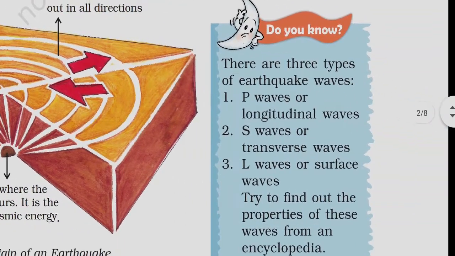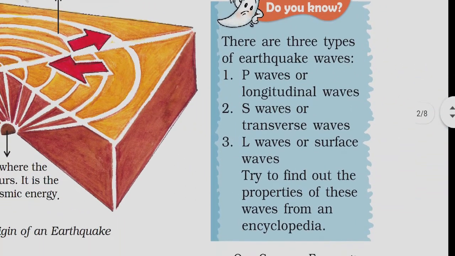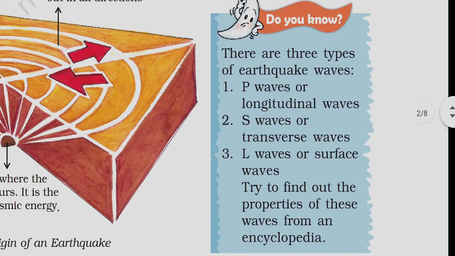Here we can find a blue box on the left side. Let's go through that. There are different types of earthquake waves. There are mainly three types of earthquake waves. They are P waves, S waves and L waves. Let's see what their features are. The P waves are longitudinal waves, S waves are transverse waves, and L waves are surface waves.